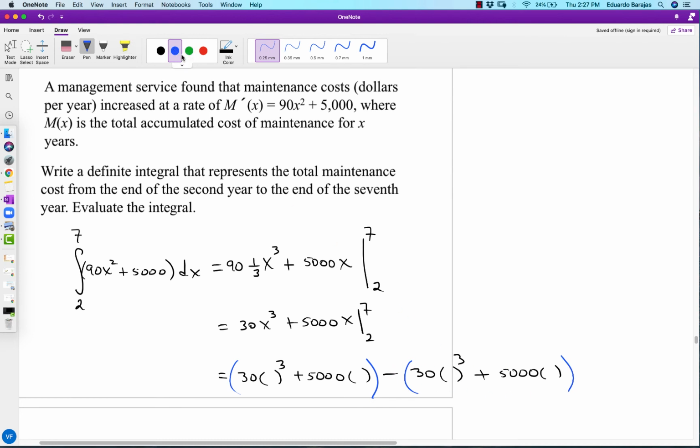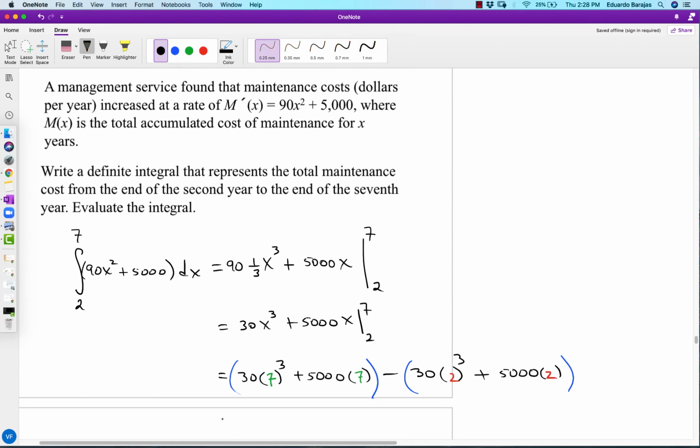So the first one, let's put it in green, is going to be a 7, right? We always start from the top one. Evaluated at 7 minus evaluated at 2. The order is very important, so make sure you're consistent with your work. Okay, and now all we have to do is get our calculator and figure out what that is.